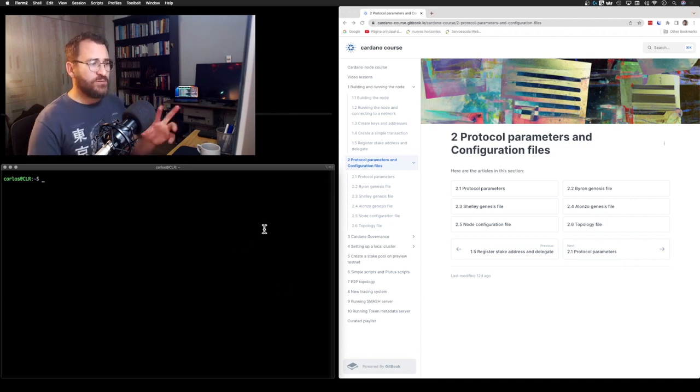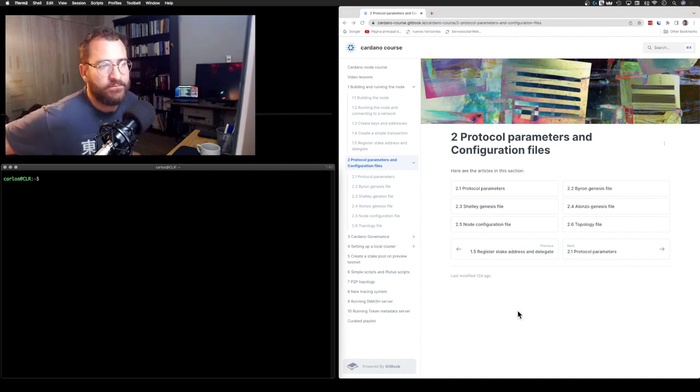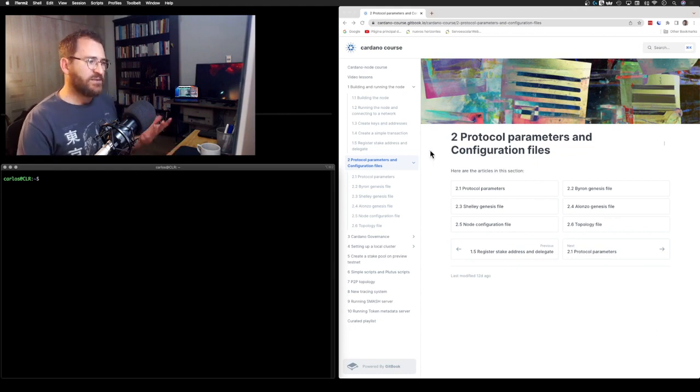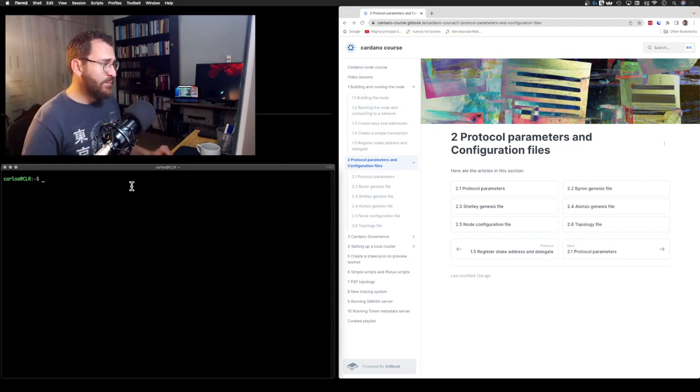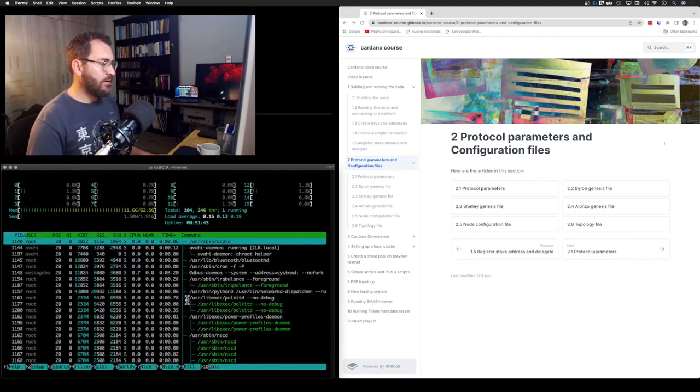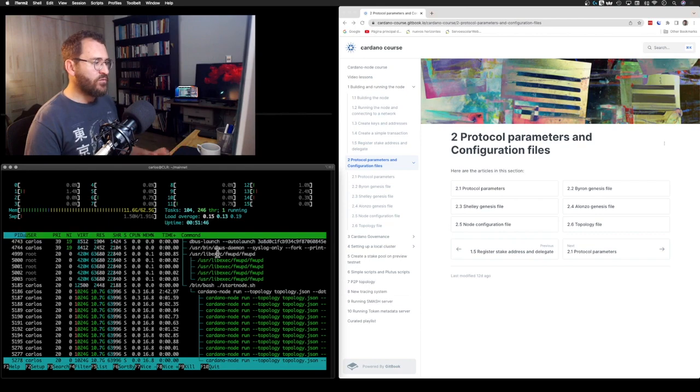I have switched my terminals and my presentation here. We should consider this like my slides in this workshop or tutorial. I have moved my terminal here, and the first thing I want to do if I want to talk about the protocol parameters is actually query the protocol parameters. There is a mainnet node running over there.